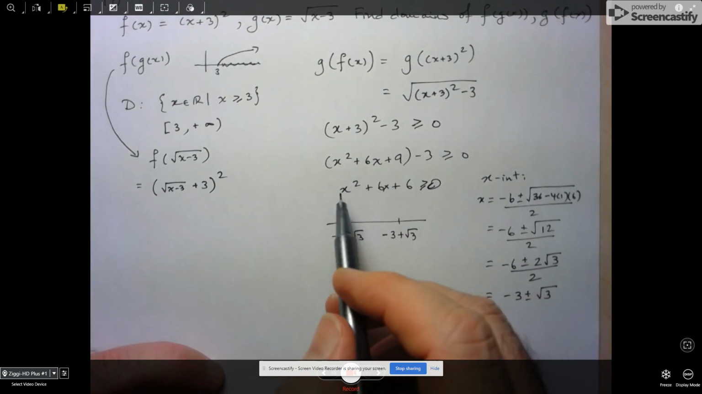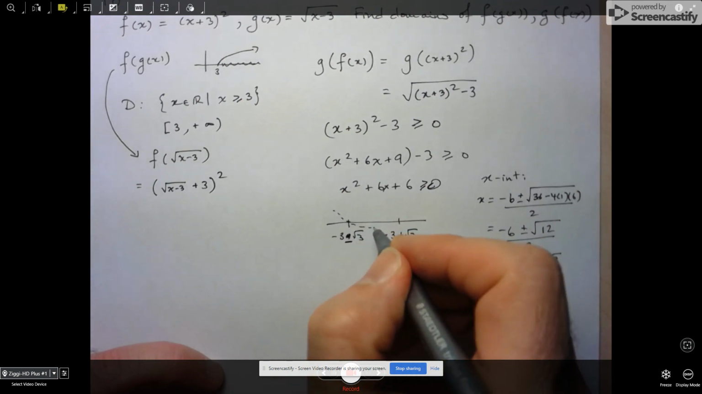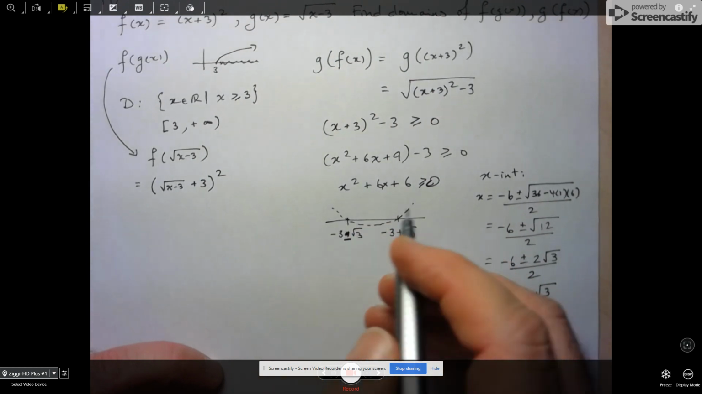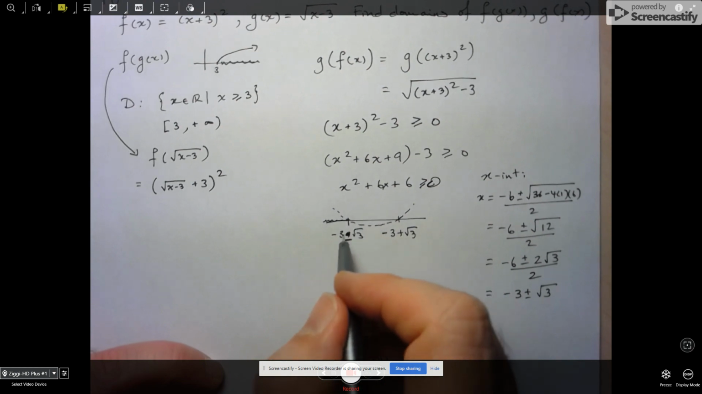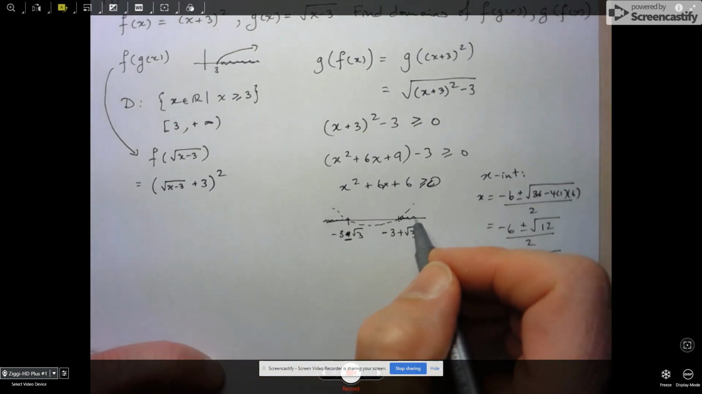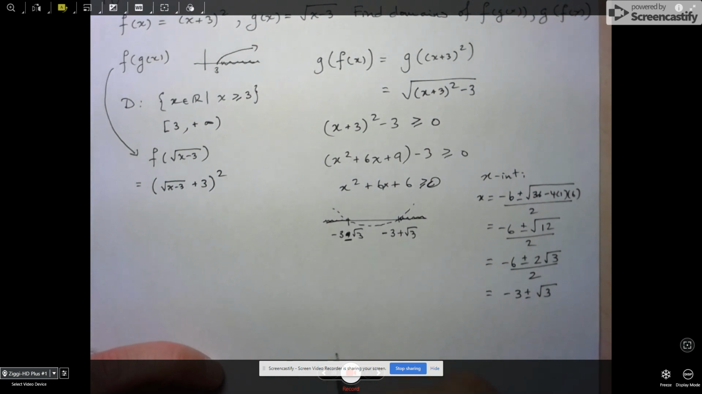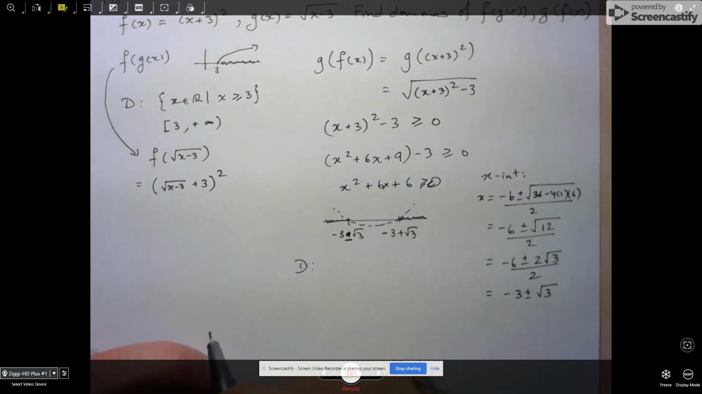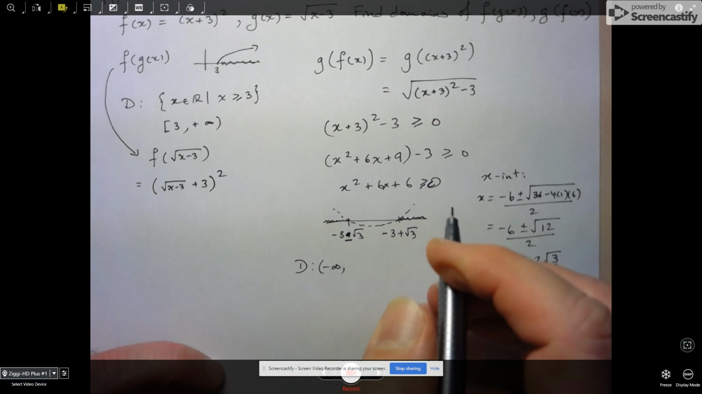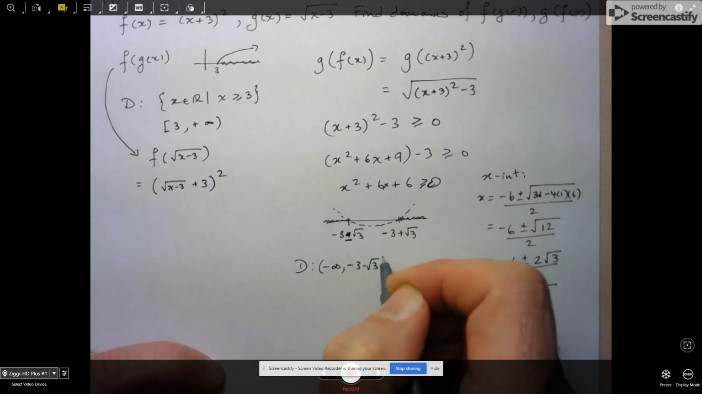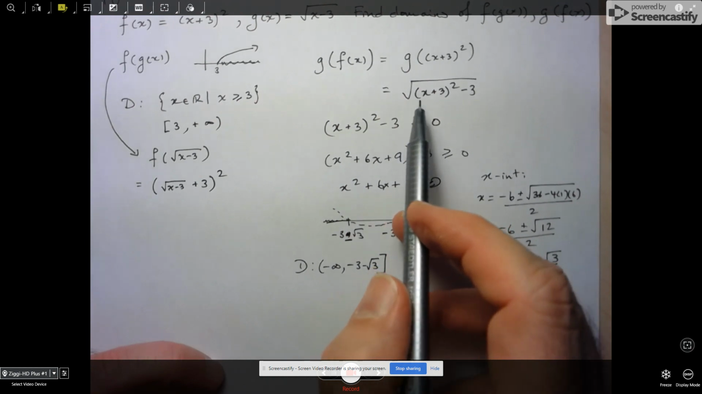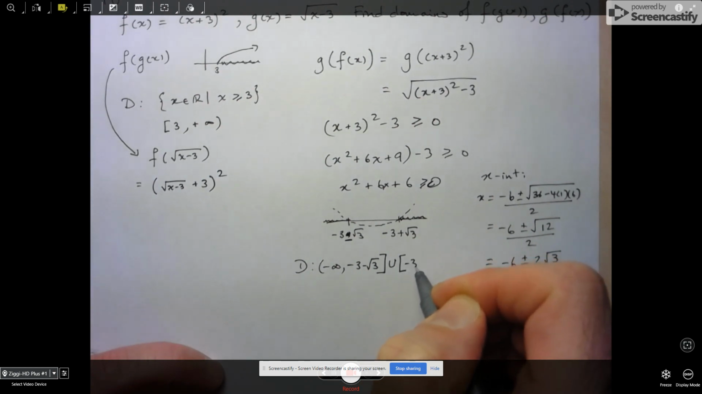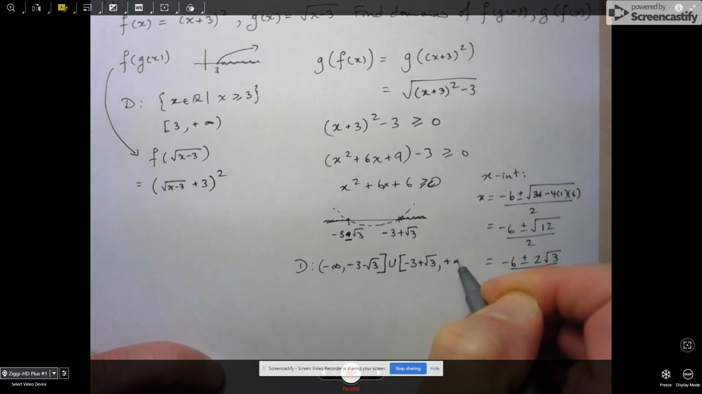Because this is a quadratic with a positive leading coefficient, I know my parabola looks like this. So where is this whole expression going to be positive? When x is less than or equal to negative 3 minus root 3, or greater than or equal to negative 3 plus root 3. So that's going to be my domain. I'll use interval notation here. I think it's a little easier. So from negative infinity to negative 3 minus root 3, and here I'm including it because it's inside a square root, it's okay to be equal to 0. And then union, again, I'm going to include negative 3 plus root 3 all the way to positive infinity.